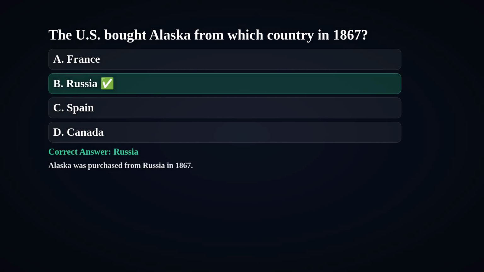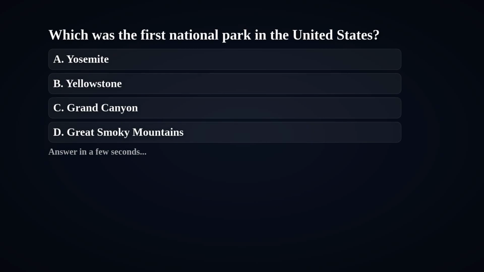The correct answer is B. Russia. The Alaska Purchase in 1867 transferred Alaska from Russia to the United States, later proving valuable for resources and strategy. Question 12. Which was the first national park in the United States?